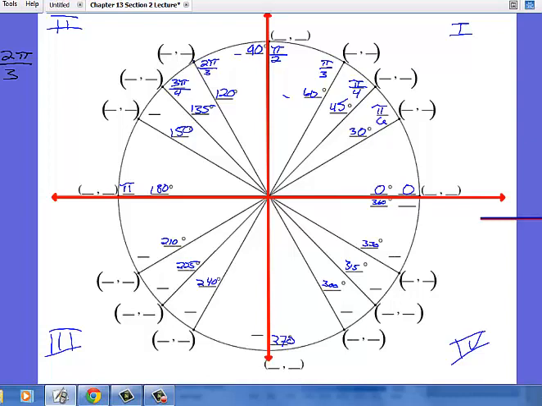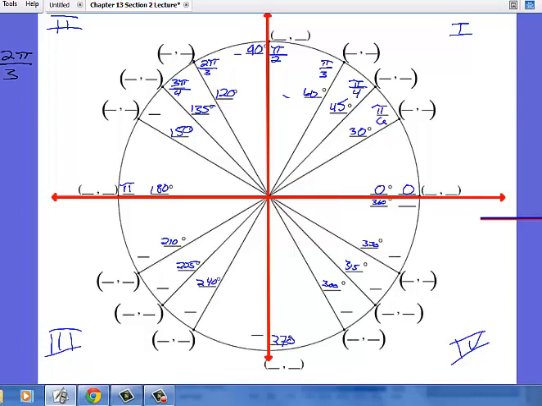Okay? What 180 divided by what will get me 30? So 180 divided by 6 will get me 30, right? So instead of taking 180 divided by 6, what if I took pi? Well, that would be pi over 6. Does that make more sense? That's what I'm really doing for the first quadrant.